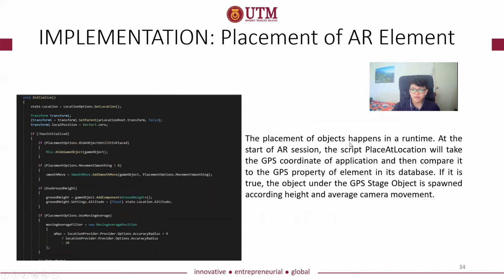So, implementation: placement of AR elements. The placement of objects happens at runtime. At the start of the AR session, the PlaceAtLocation script will take the GPS coordinates of the application and then compare them to the GPS property of the elements in the database. If it matches, the object under the GPS stage object is spawned according to height and average camera movement. So the script will spawn our AR element as it compares the GPS stage object location and the GPS we set in our database.